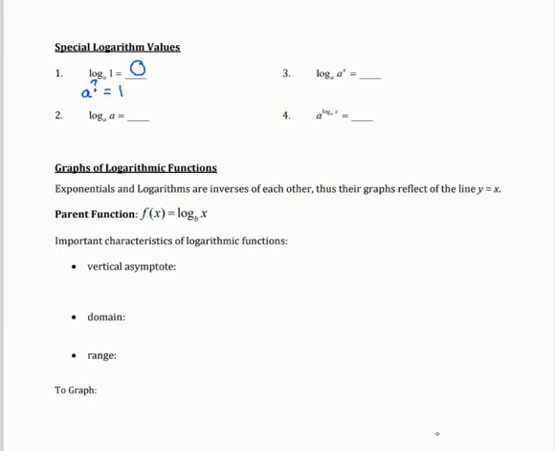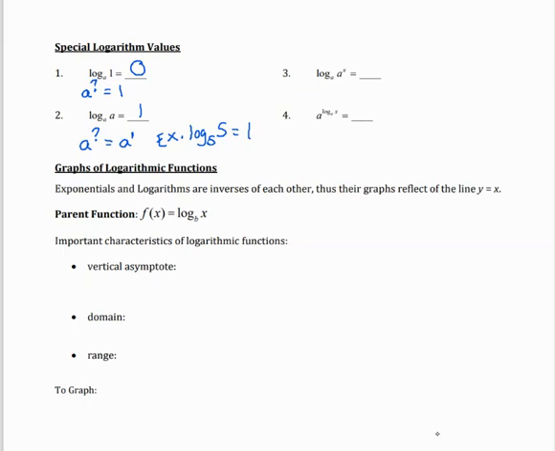For number 2, if I converted it, it would be saying a to what power gives me a, right? That's what a log is saying: take my base, what power do I raise that base to get what I'm taking the log of? So in this case, this is really a 1, so that question mark would also equal 1. So when the base and what you're taking the log of are the same, it just makes a 1. Okay? For example, if I said log base 5 of 5, that would simply equal 1.